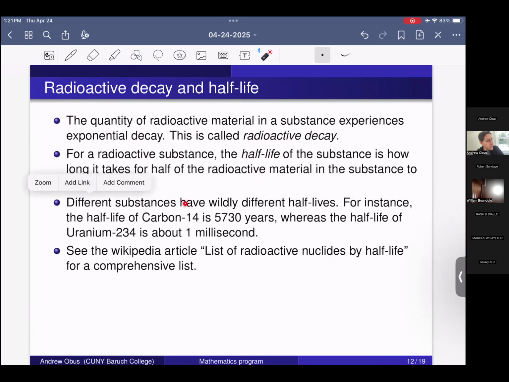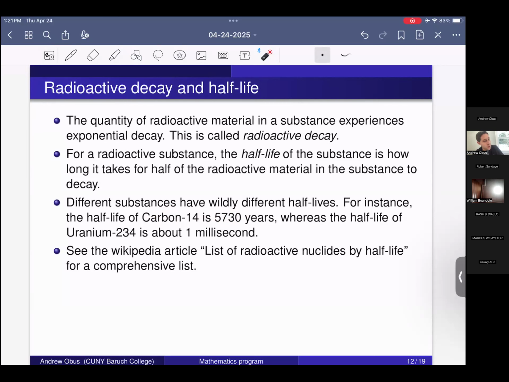And different substances have very different half-lives. For instance, the half-life of carbon-14 is 5,730 years. So if you have a sample of carbon-14, it takes 5,730 years for half of the radiation to decay. That's a long time. It's actually used to date fossils and things like that. They can see how much carbon-14 there is in the sample.